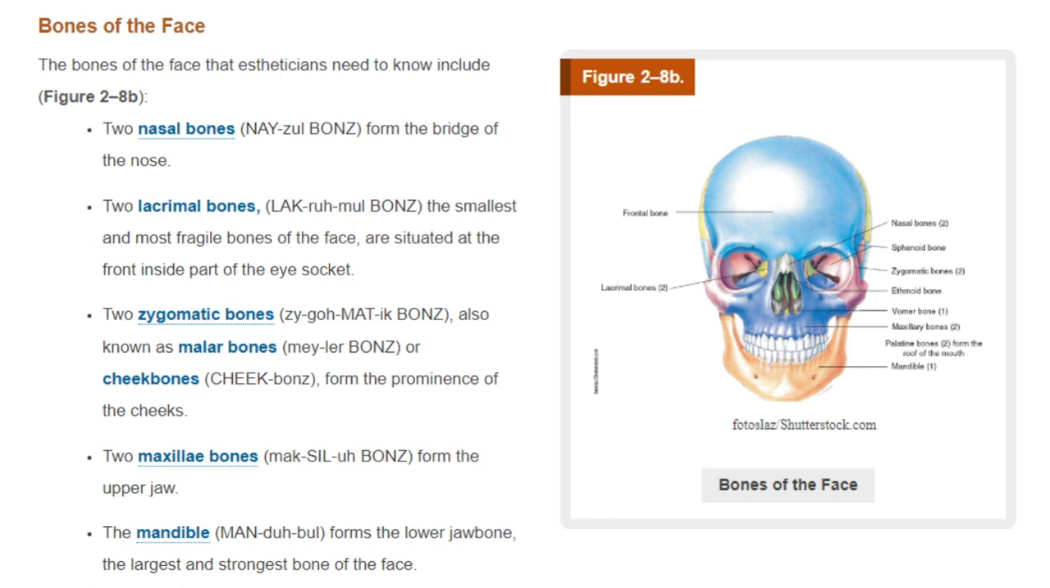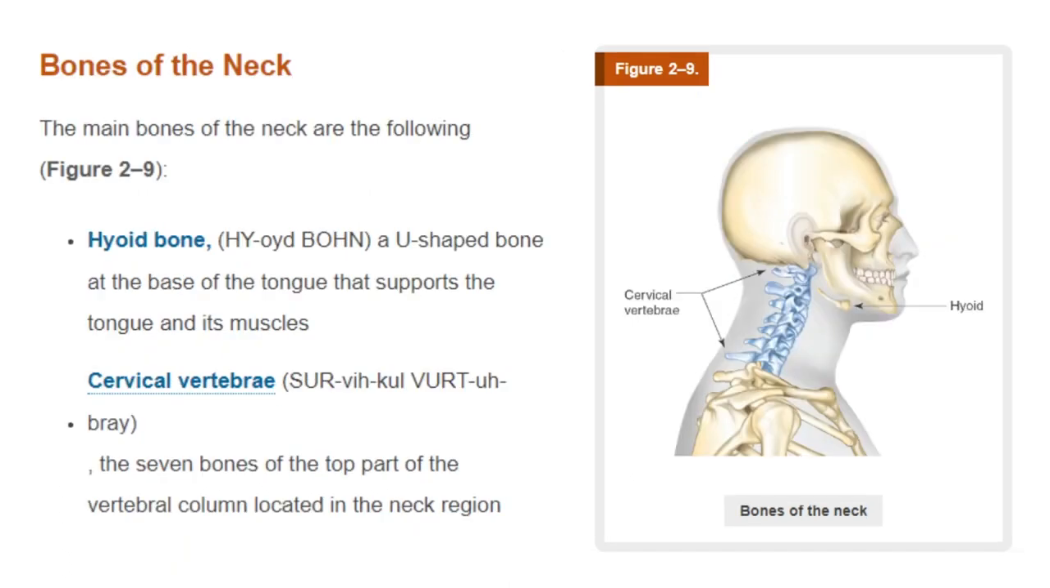2 maxillae bones form the upper jaw. The mandible forms the lower jawbone, the largest and strongest bone of the face. Bones of the neck. The main bones of the neck are the following, Figure 2:9. Hyoid bone, a U-shaped bone at the base of the tongue that supports the tongue and its muscles. Cervical vertebrae, the 7 bones of the top part of the vertebral column located in the neck region.